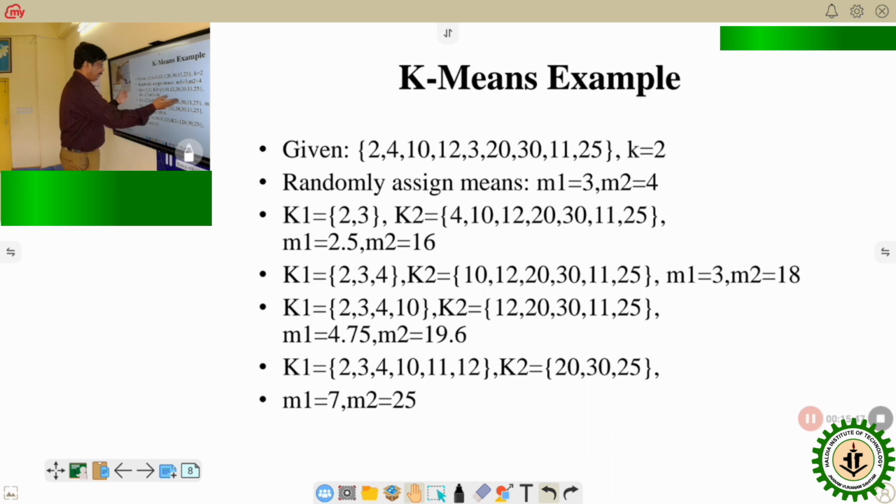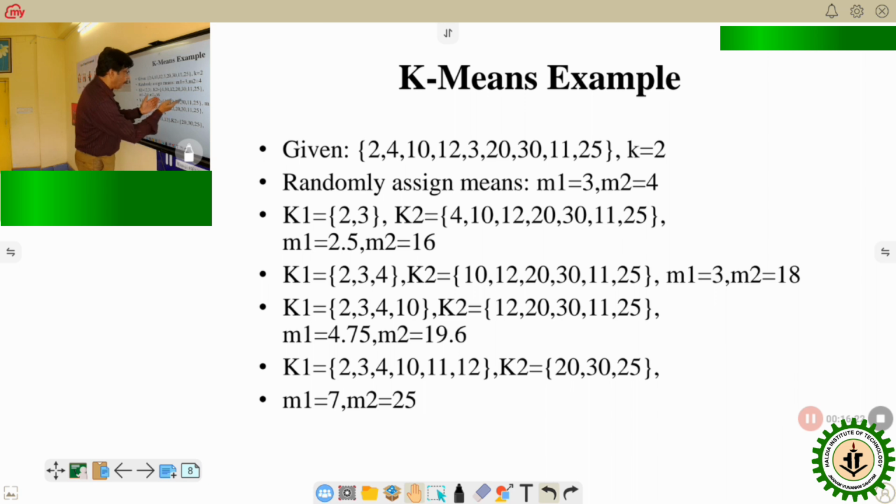So in the second step the 2 clusters have been formed, and you see that the cluster has changed. Initially it was 2 and 3, now one more member has been added in this cluster, 2, 3 and 4. So the clustering changes iteration by iteration. Now again M1 is equal to 3. How is M1 equal to 3? That is the cluster head of the first cluster, the arithmetic mean of 2, 3 and 4, which is 3. Similarly, I have to take the mean. Mean means center of gravity.